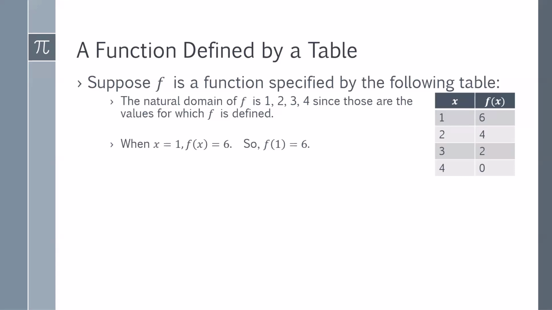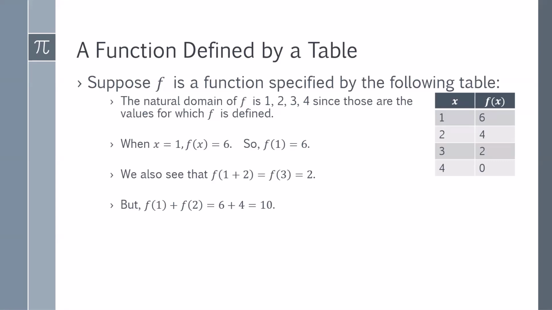When x is equal to 1, we see that the function value f of x is 6, so we say that f of 1 equals 6. If we look at f of 1 plus 2, well, 1 plus 2 is 3. Order of operations tells us to add what's in the brackets first, so f of 1 plus 2 is f of 3, and f of 3, according to the table, is equal to 2.